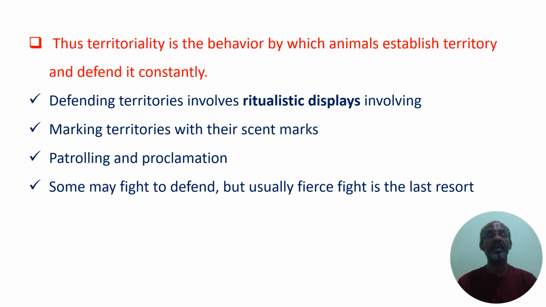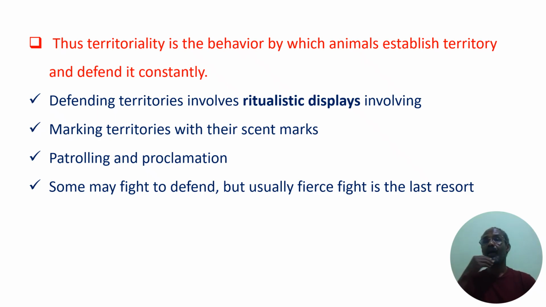Thus, territoriality is the behavior by which animals establish a territory and defend it constantly. Defending territories involves ritualistic displays, showy displays, like the animals may show that they are big, or they may produce a fearful sound. I'm sure you have seen two dogs fighting over territory, the appearance. Therefore, defending territories involves ritualistic displays involving marking territories with their scent markers, patrolling and proclamation.